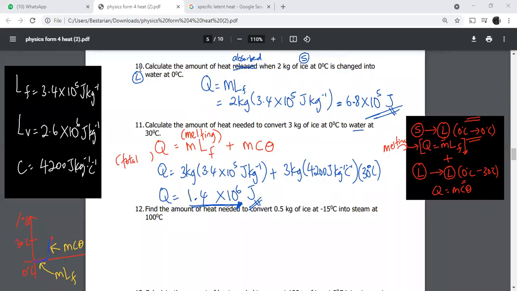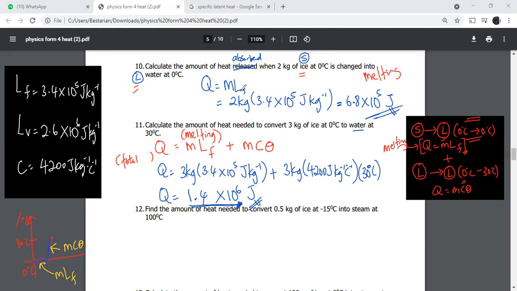If we look at number 10, we're talking about latent heat. Calculate the amount of heat absorbed when 2 kg of ice at 0 degrees Celsius is changed into water at 0 degrees Celsius. So there's a change in the state of matter from solid to liquid. This is a melting process. During the process of melting, the heat energy absorbed is the latent heat.